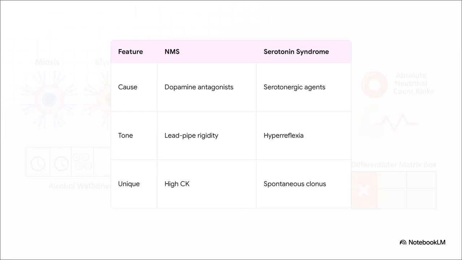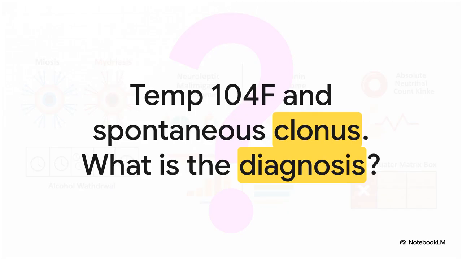So, this right here is your ultimate differentiator matrix. You absolutely have to be able to instantly contrast these two hyperthermic emergencies based on their unique reflexes. Burn this into your brain. NMS equals dopamine antagonists and stiff lead pipe rigidity. Serotonin syndrome equals serotonergic agents and hyperreflexia with clonus. Let's see how fast you can apply that matrix. A patient on multiple psych meds comes in burning up with a temperature of 104 degrees Fahrenheit, clear autonomic instability, and spontaneous clonus. Which clinical reflex is dictating your diagnosis and management here?